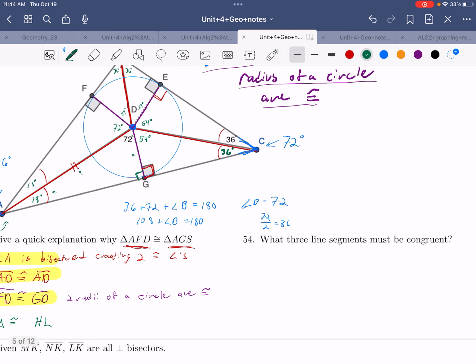The three line segments that must be congruent are the ones in the center, because this is an incenter. So since this is an incenter, we know that DF is congruent to DE, which is in fact congruent to DG.